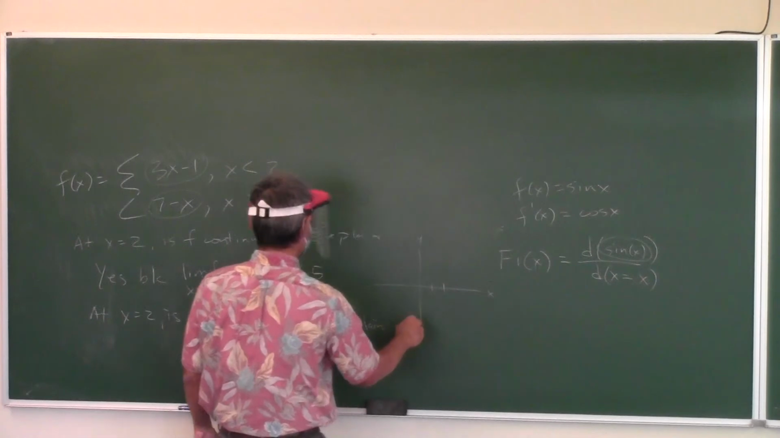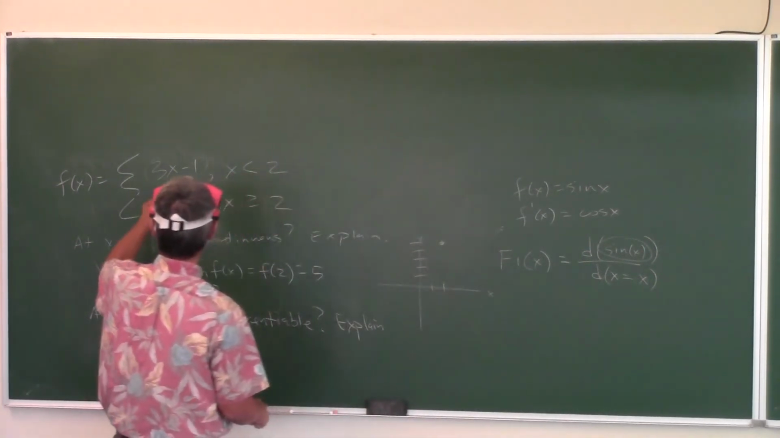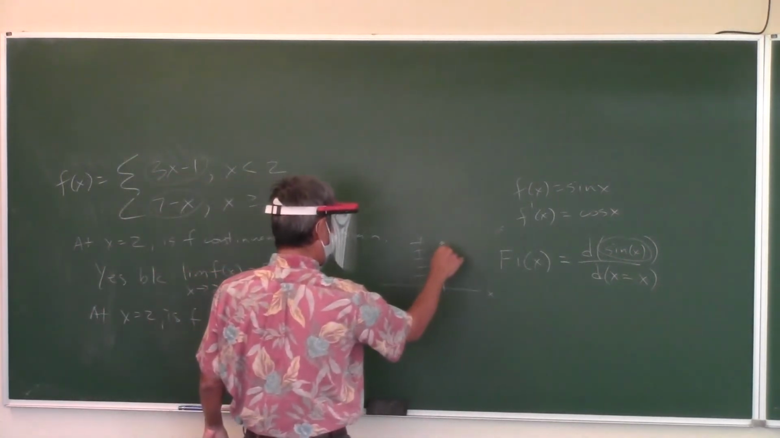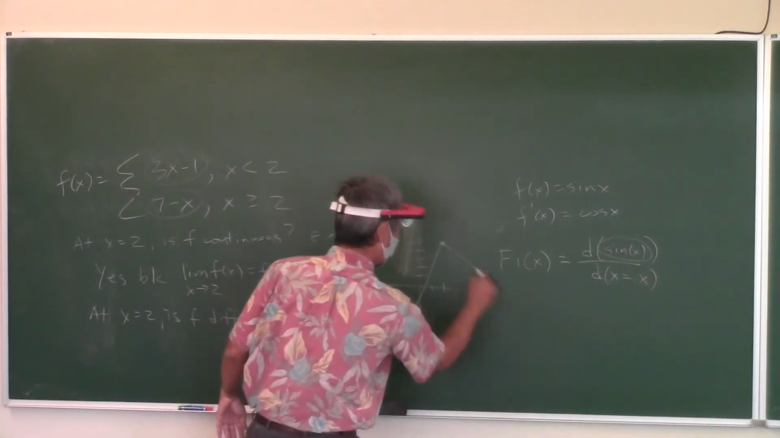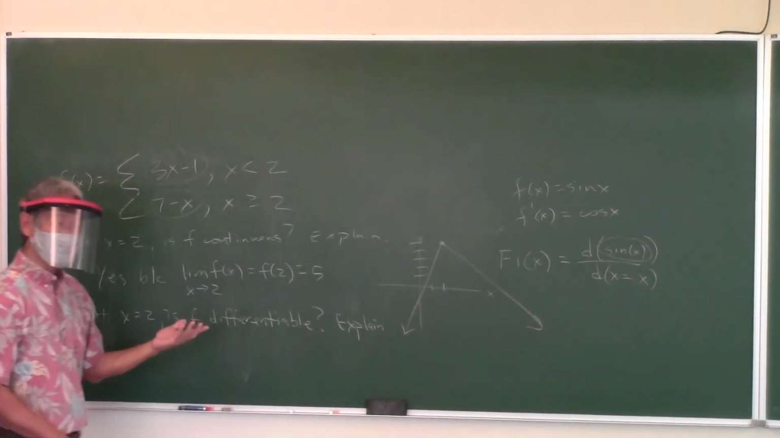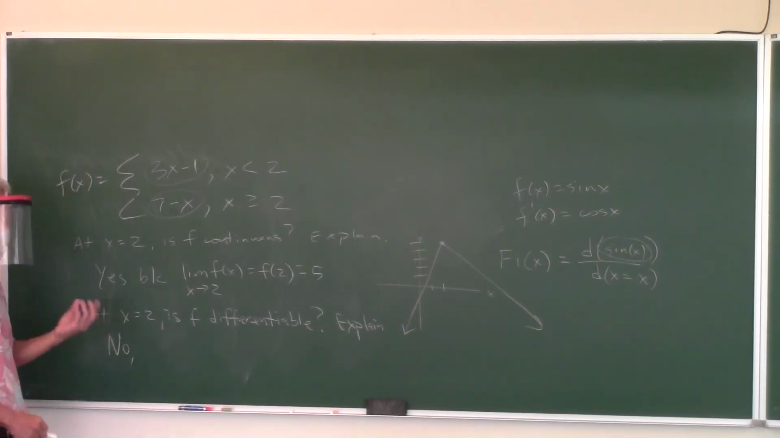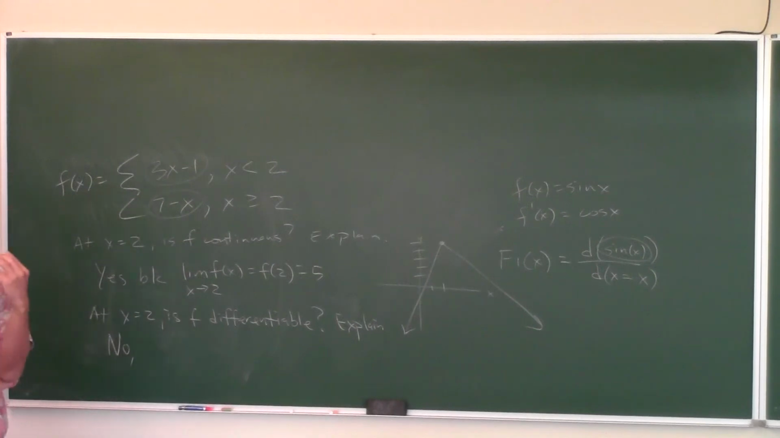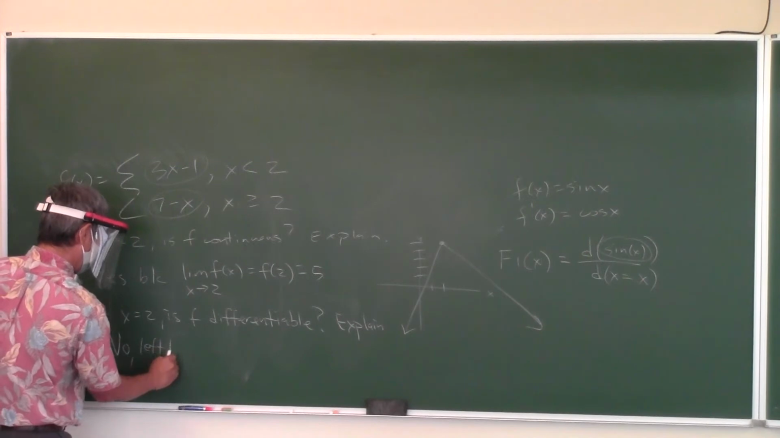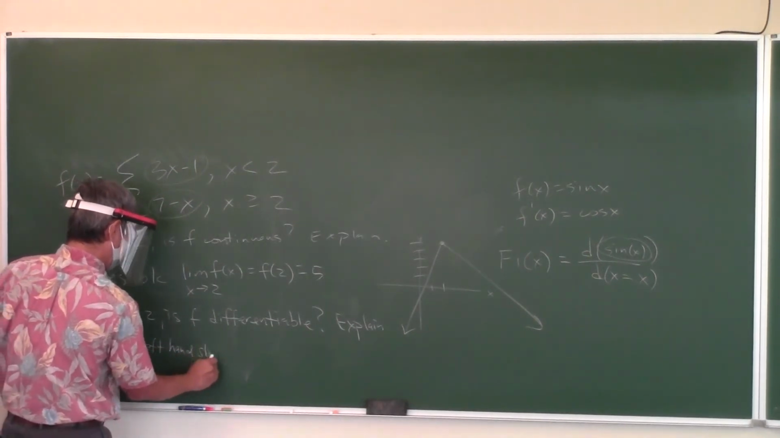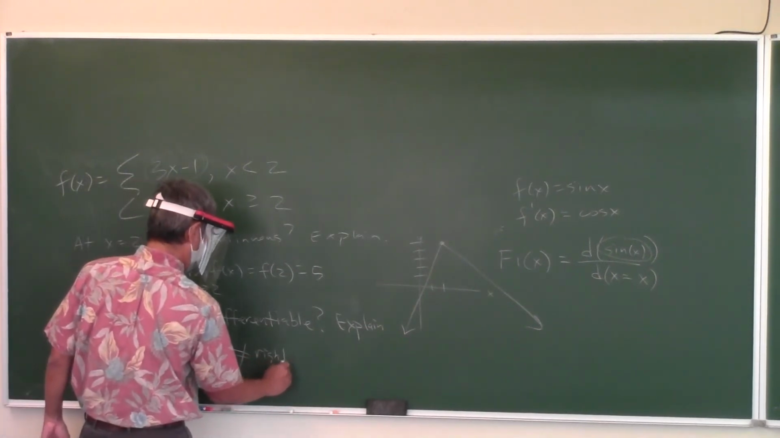Here's 2. If you plug 2 into both of them, you're going to get 5, so it's here. But the first one has a slope of 3, so it's going to look like that. And then this one has a slope of -1, it's going to look like that. So you can see that there is a sharp point there, right? So the answer is no. There's a sharp point there. But then that's not good enough. The reason that you have to give is because the left-hand slope is not equal to the right-hand slope.